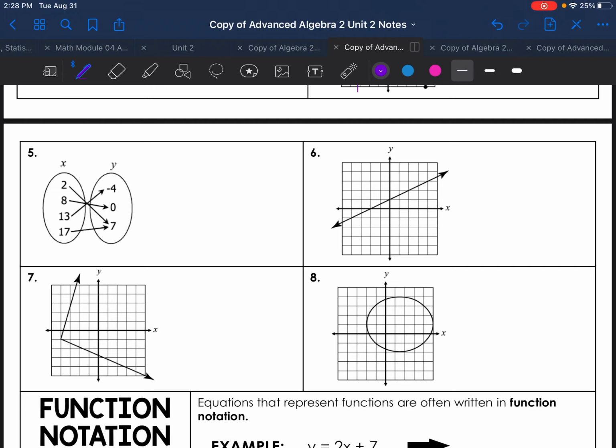All right, number 5. This one is yes. All of these just have one arrow, so they're all different x's. Number 6 is yes. Number 7, no, because a vertical line would hit in more than one spot. And number 8 is no. Again, a vertical line would hit in more than one spot.